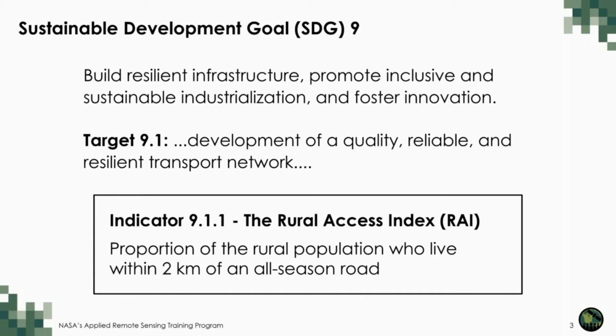SDG Indicator 9.1.1, commonly known as the Rural Access Index, or RAI, was proposed and accepted as an indicator to measure this target by measuring the proportion of a country's rural population that lives within 2 kilometers walking distance of an all-season road. This distance, 2 kilometers, is estimated as equivalent to a walking time of 20 to 25 minutes, and an all-season road is a road that is passable year-round by typical means of transport.